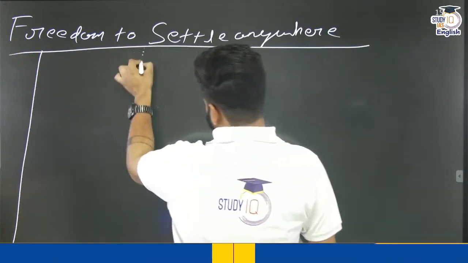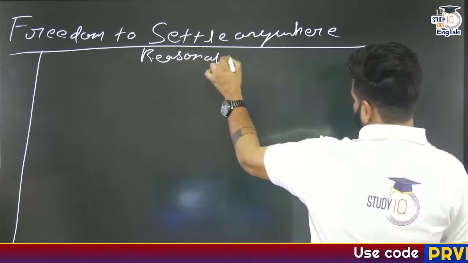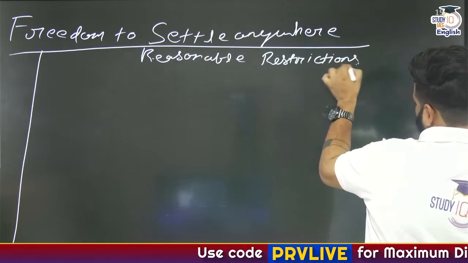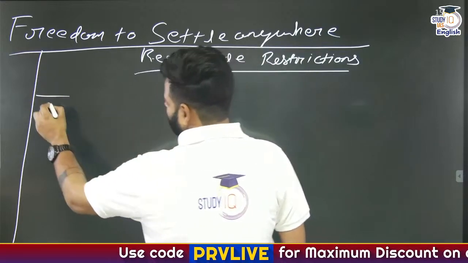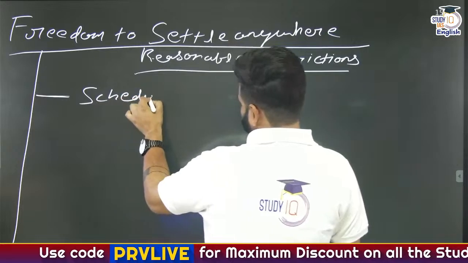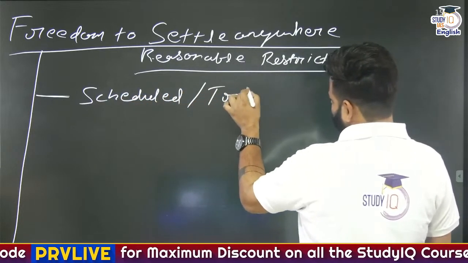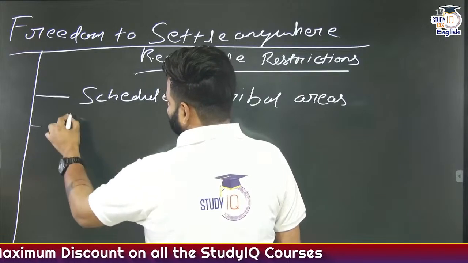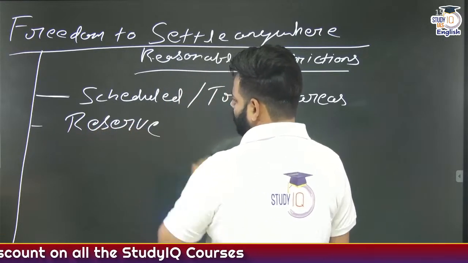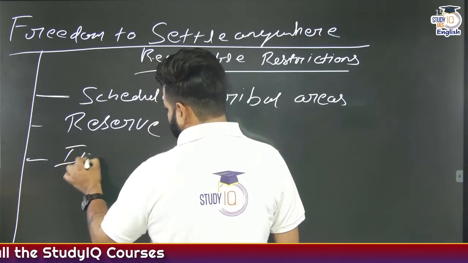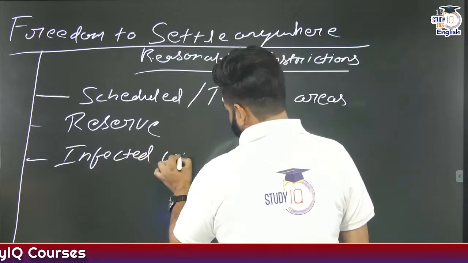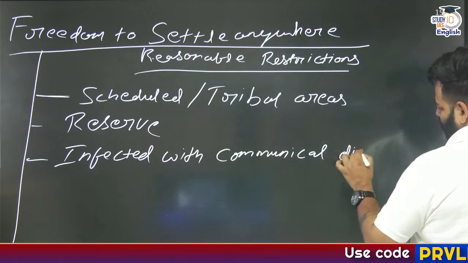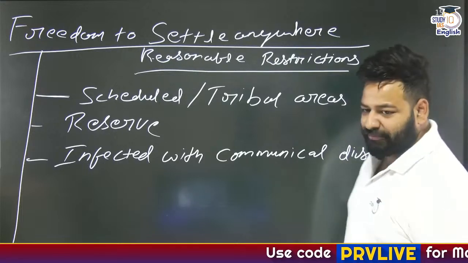What are the reasonable restrictions to it? The reasonable restrictions are, first of all, not in the scheduled or tribal areas. You cannot settle here. Okay, or any kind of a reserve area. If a person is infected with a communicable disease, then also the freedom of settlement or movement could be restricted.